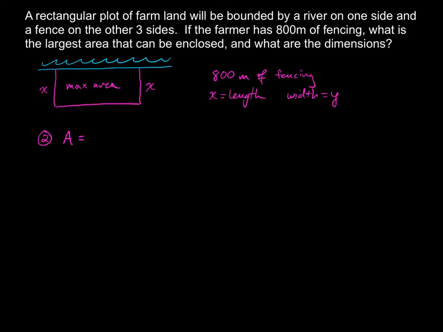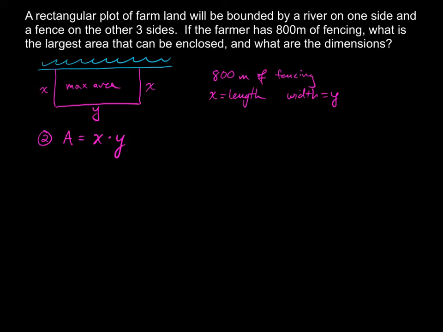So length equals x, width equals y. So the area of this rectangle would be x times y. And this presents a problem because if you were going to find the derivative of this thing, we have an x and a y on the right hand side, we have an A on the left hand side, and this isn't going to help us.